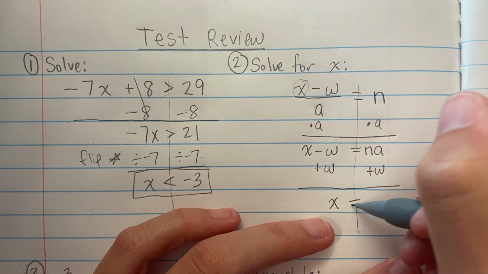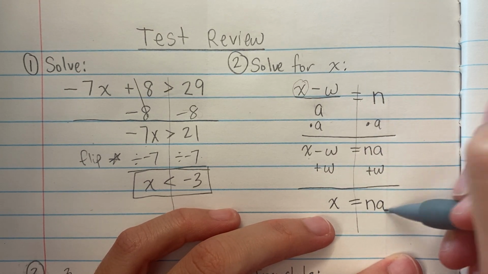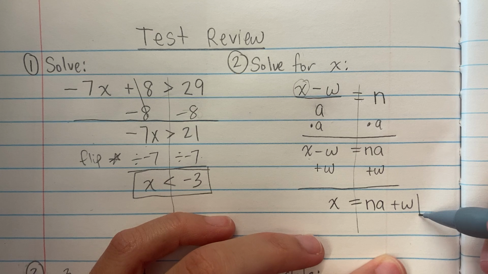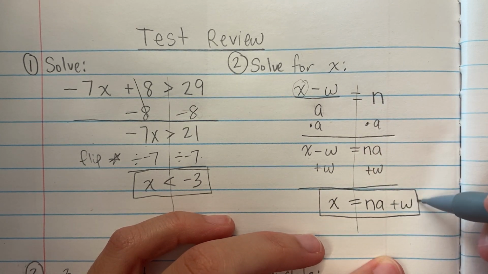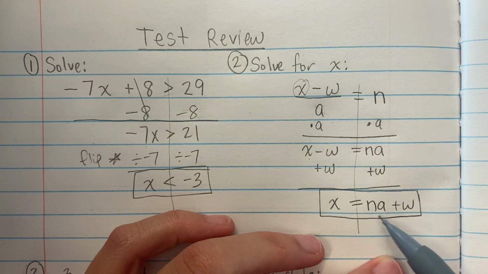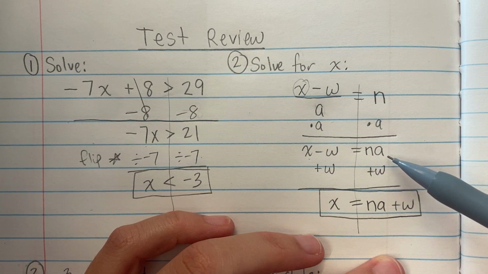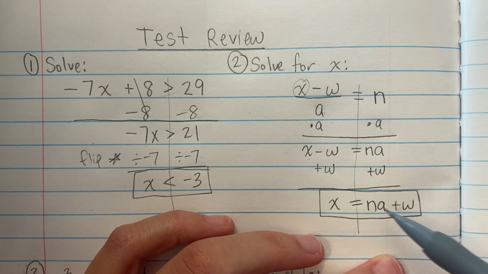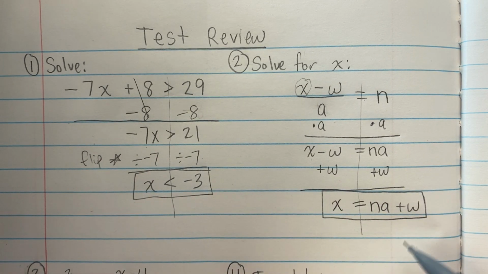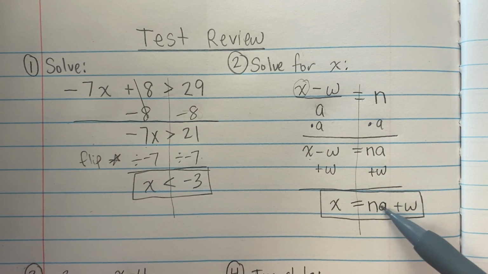And I'm going to write x equals. I have my n times a plus w. And notice no parentheses are needed here. And the reason is, because of order of operations, the multiplication happens first, and that's exactly what I want to happen first. If I wanted the addition to happen first, then I'd have to put parentheses on it, but as it is, this will be multiplication first and then addition.